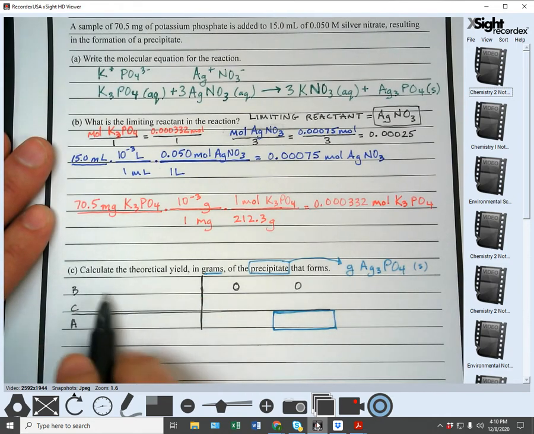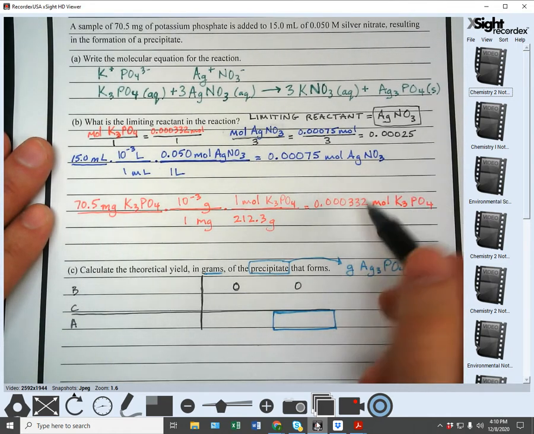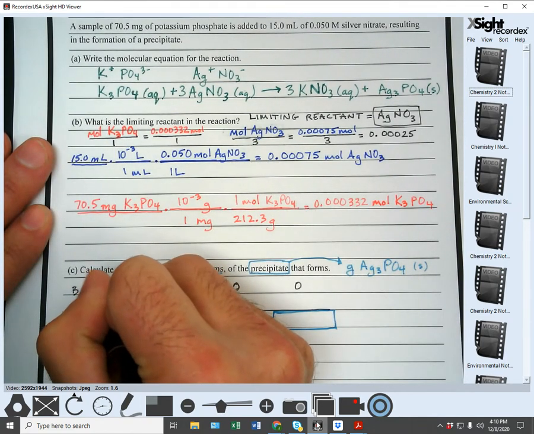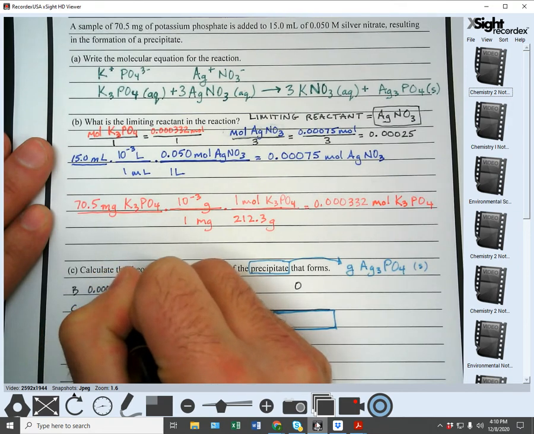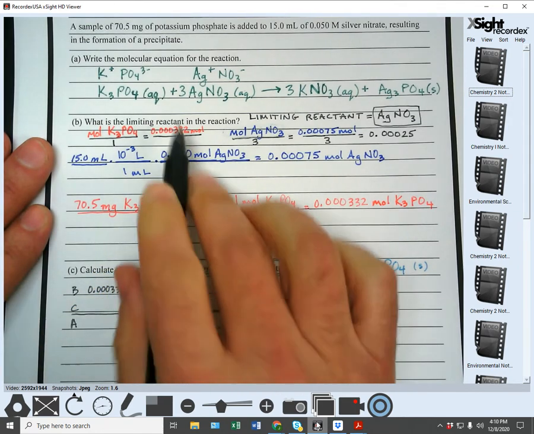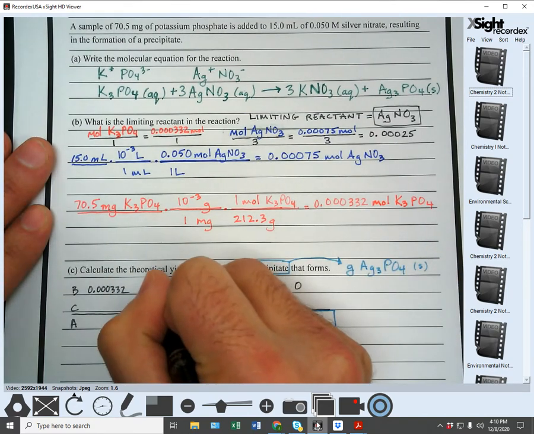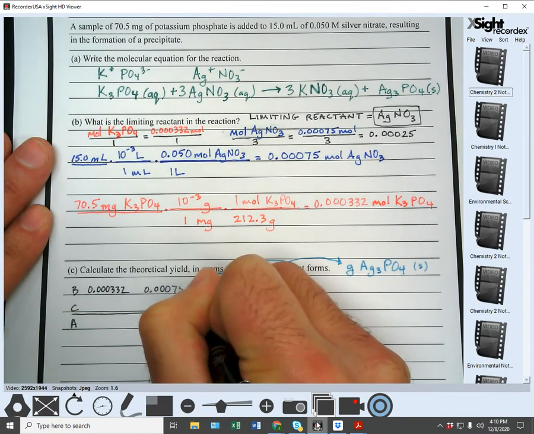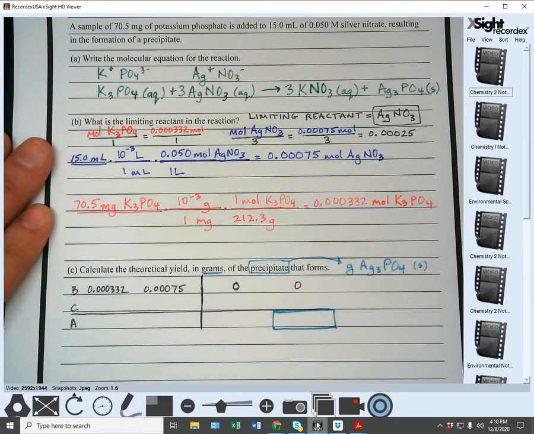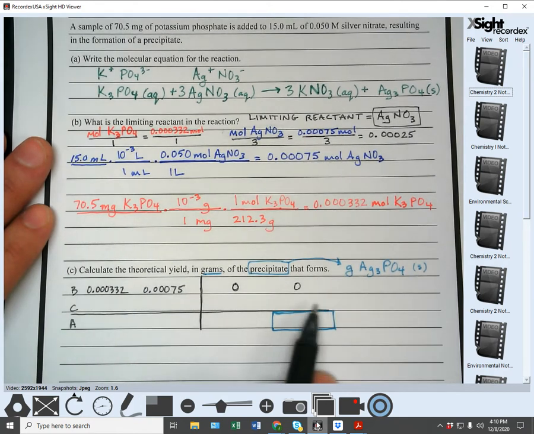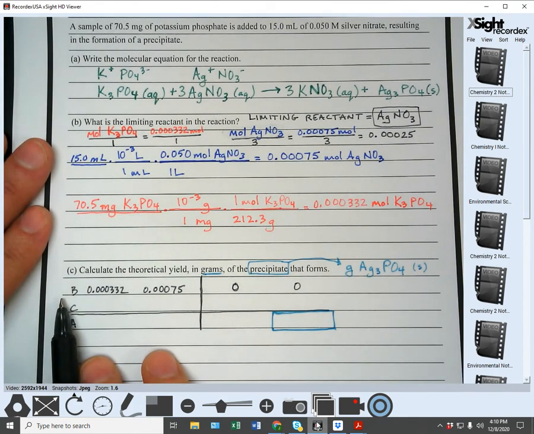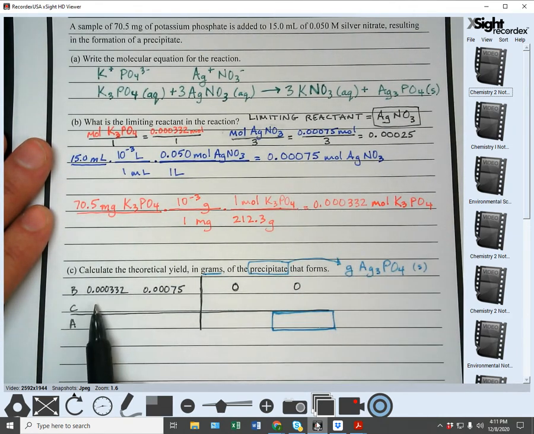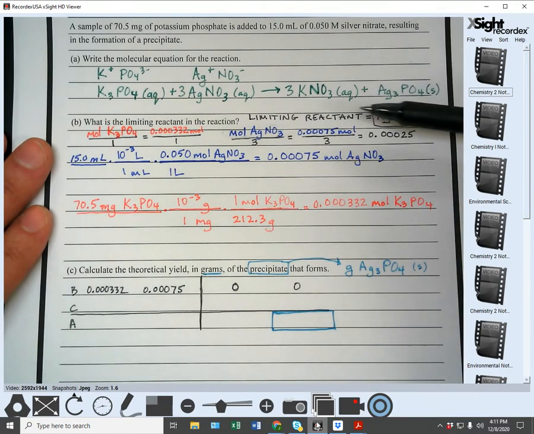Okay, so over here, you don't really need this, but just to give you the idea, you would have K3PO4 first, so it'd be 0.000332, and then the AgNO3 is 0.00075, the moles of AgNO3 that we started with, right? Okay, now here's the key. How do we get the change row? Because all we really need is this column. So the change row, remember, is the number that we use to find the limiting reactant.